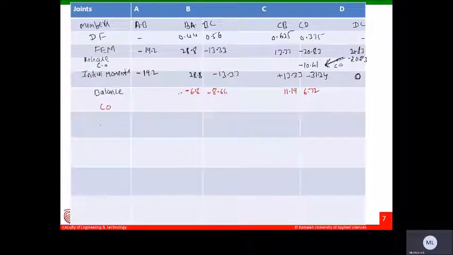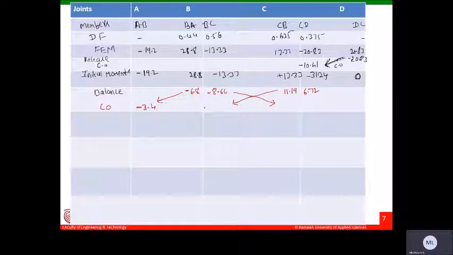I need to carry half of the movement to the adjacent support. So minus 6.8, then half will be what? You need to carry with the same side. Minus 3.4. Here I can do the carry over, from C to B and B to C. Why? Because with respect to C, B is continuous, and with respect to B, C is continuous. So I can do that.